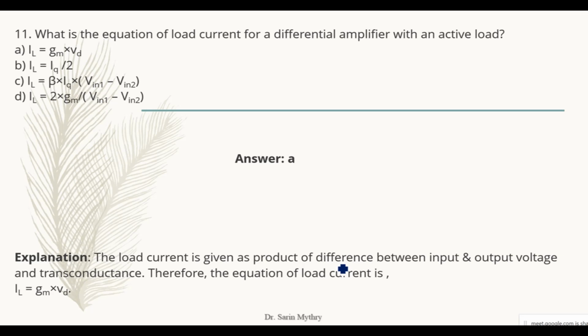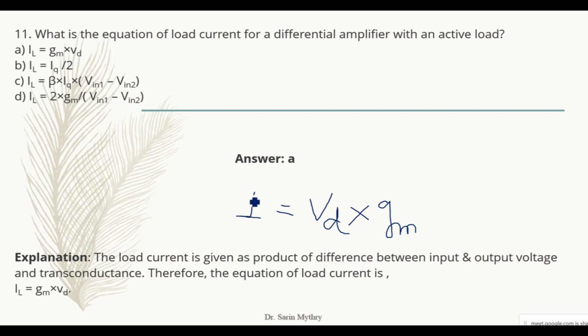The load current is given as a product of the difference between the input and the output voltage. Load current IL is given as what? It's a product of the difference between input voltage and output voltage, and also the transconductance. I can take the difference between the input voltage and output voltage as VD, times the transconductance, which is given by the GM. So ultimately it is IL.